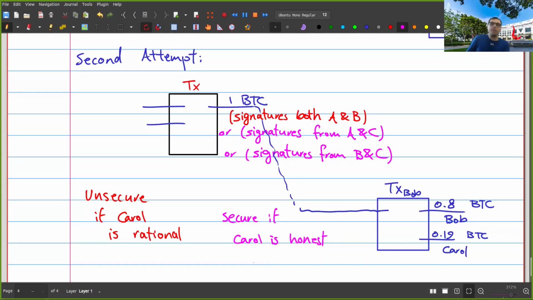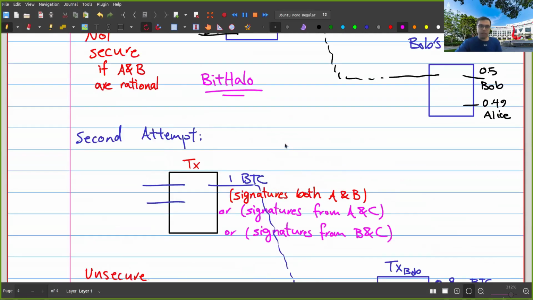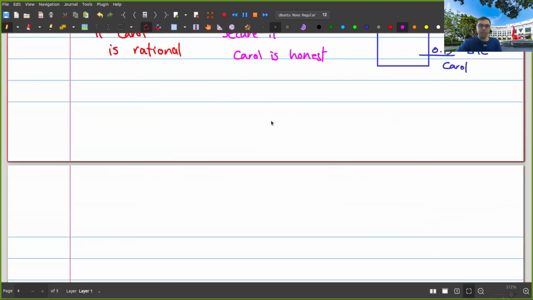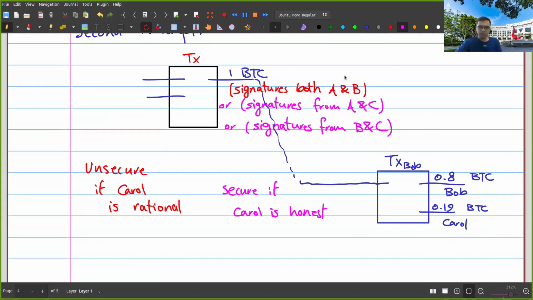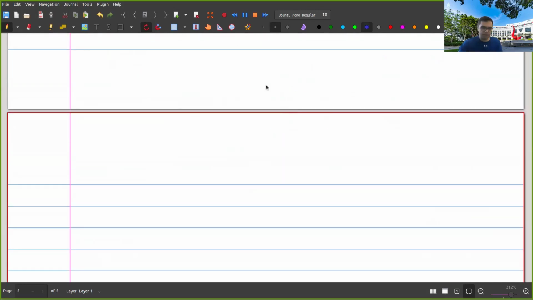So if you have a third-party Carol that you can actually trust, then you can have an escrow like this, and it would work out, right? So Carol can check, and we're sure that Carol doesn't do anything dishonest, and everything goes through. But if this escrow agent, Carol, is also rational, then this is unsecure because you can bribe Carol. Okay. Now, this is actually not a solvable problem. You cannot really get around this, but I'm going to also show you a third attempt.